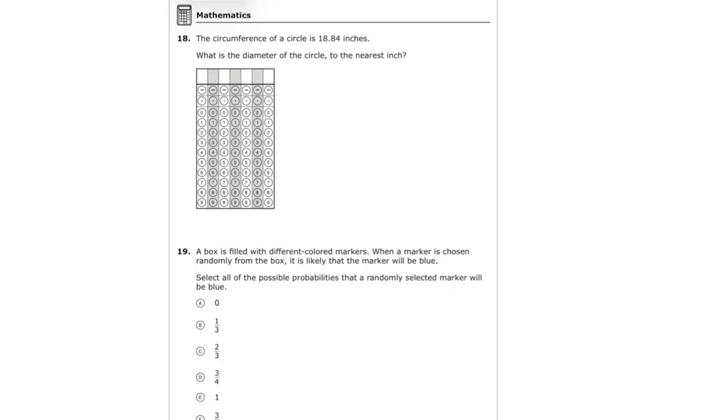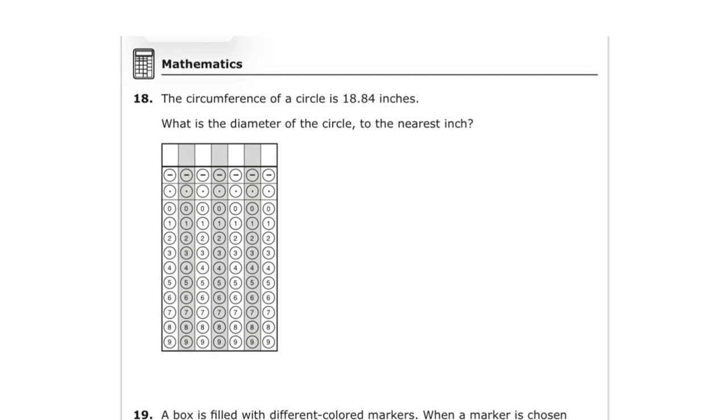Let's see. Problem number 18. The circumference of a circle is that. What is the diameter of the circle to the nearest inch? So hopefully we are remembering that the circumference of a circle is kind of like the distance all the way around a circle, and there is a very specific formula for that: the circumference is equal to 2 times pi times the radius r.